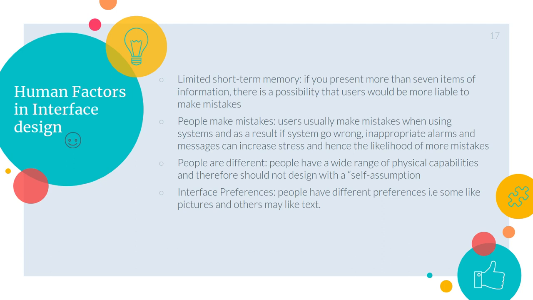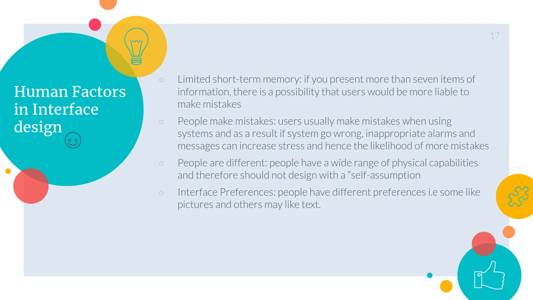Okay, and then the next one is that you have to consider that people are different. People have a wide range of physical capabilities and therefore you should not design with a self-assumption. Sometimes you design something and think, this thing is nice. A lot of people will commend you for that, but definitely there will be other users who would have problems with it. You have to accommodate that as well.